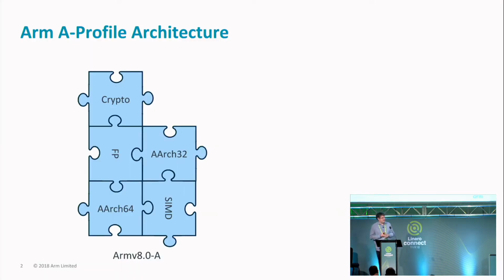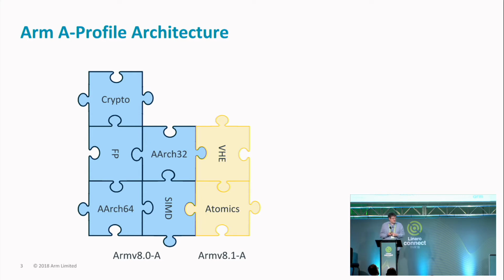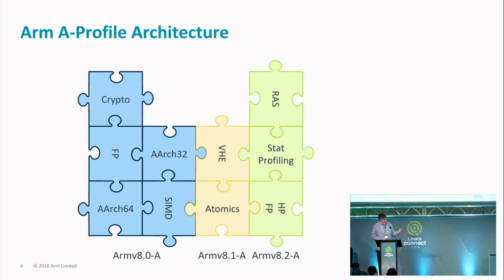So we have the ARM A profile architecture, which is what I'm talking about today. This is ARM v8.0. The main thing we added there was the 64-bit architecture. Crypto was the other big new feature. And since then, we have continuously improved it. 8.1 came along. VHE is the virtualization host extensions, support for, or improved support for type 2 hypervisors, atomics support for, further support for atomic operations over and above what was in 8.0.